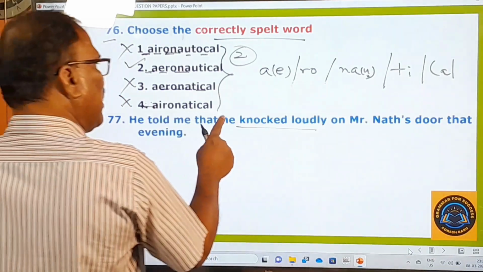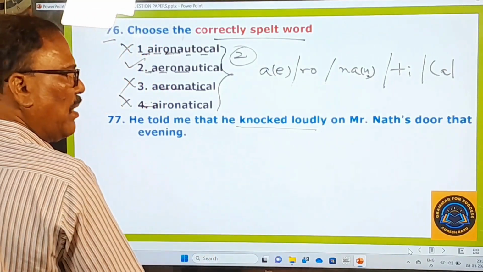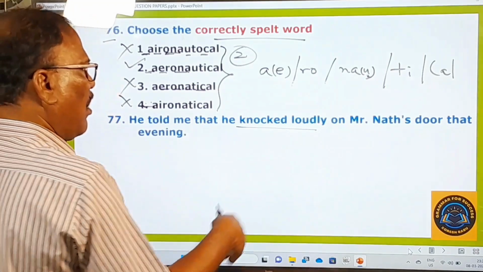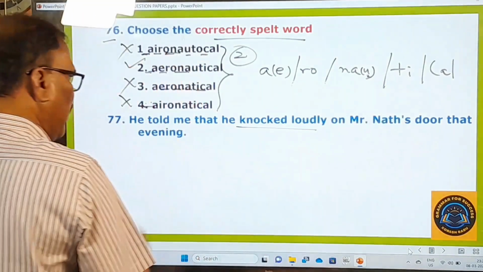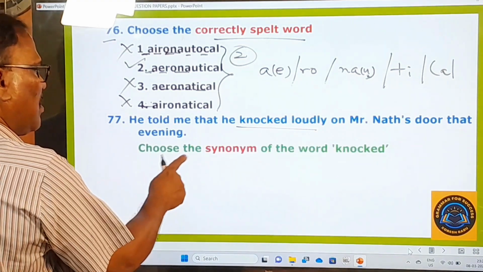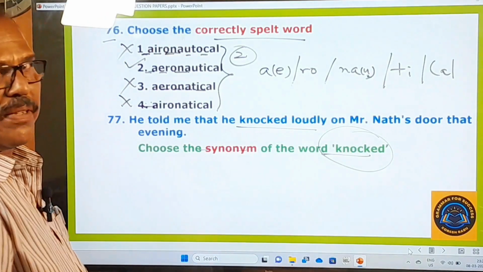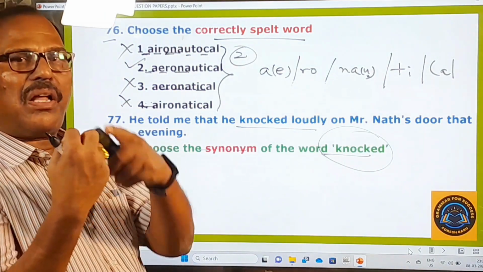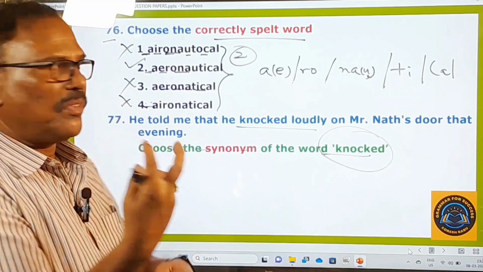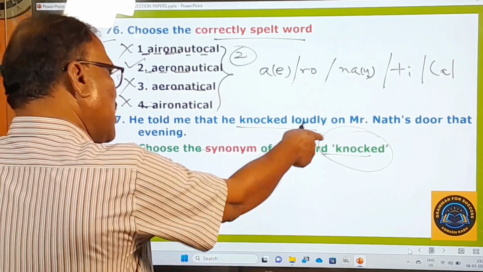He told me that he knocked loudly. Knocked means this is called knocking. So with the knuckles, if you knock, that's called knocking. That's all. On Mr. North's door that evening, right? And here, what is the examiner asking you to do? Choose the synonym of the word knocked. Knocked, what is the synonym of that? Knocking means these are called the knuckles. And if you knock anything, that's called knocking. If you touch it like this, so knocking. So what is the synonym of this?